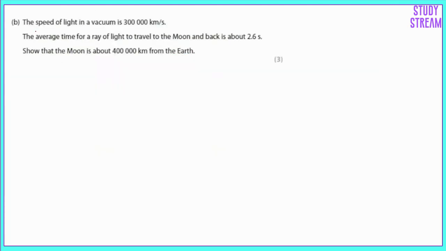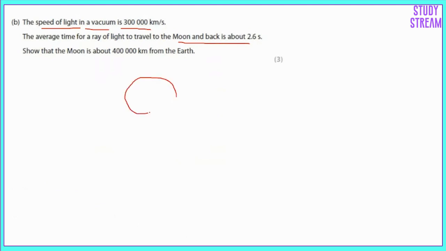What about, okay, speed of light is definitely related to space physics. Okay. So speed of light in vacuum, we know it as 300,000 kilometers per second. Now the average time for a ray of light to travel to the moon and back is about 2.6 seconds. Show that the moon is about 400,000 kilometers from Earth. Okay, so I think it's better to visualize first.